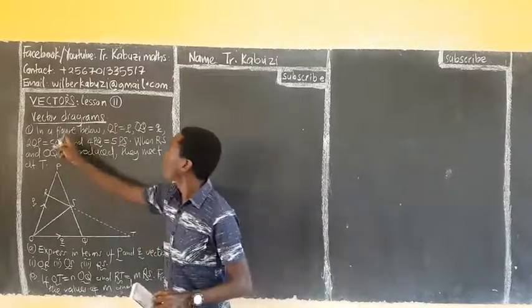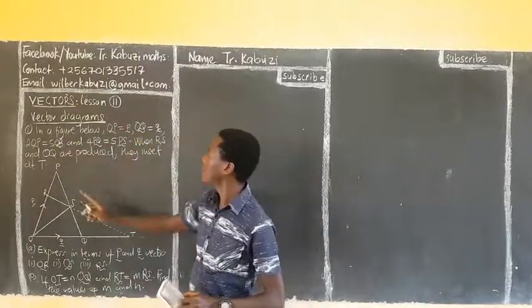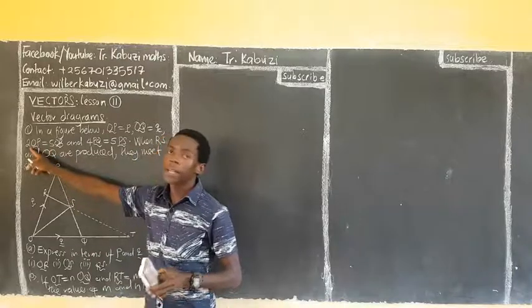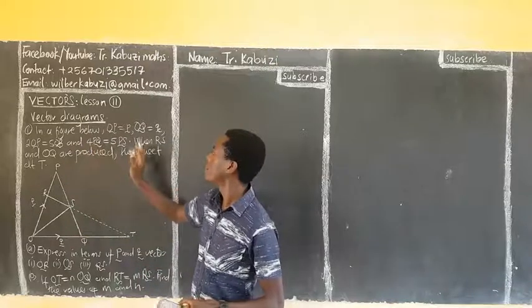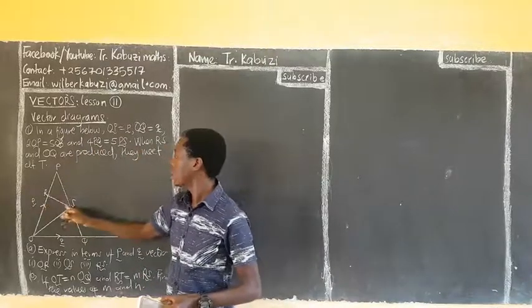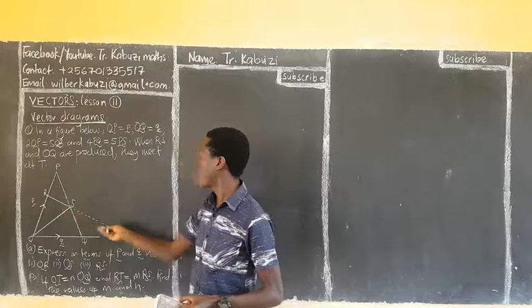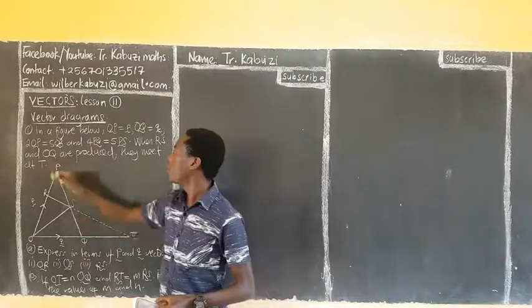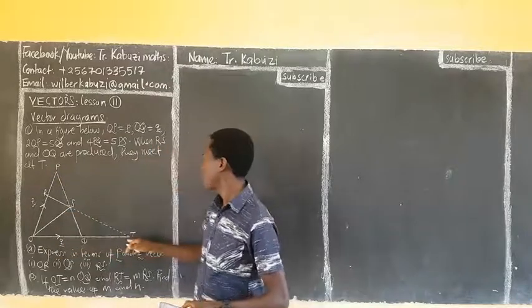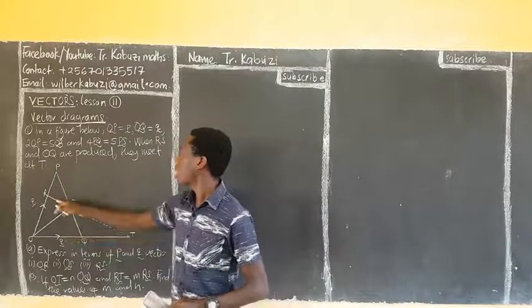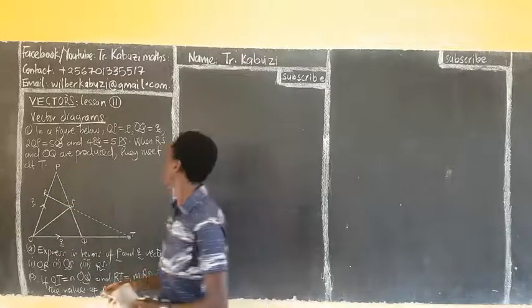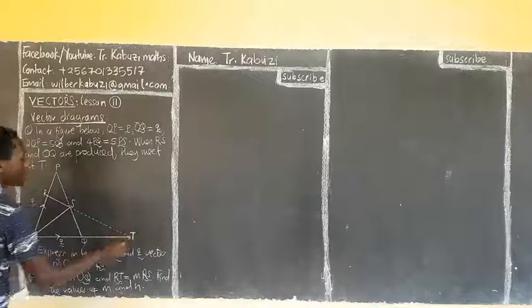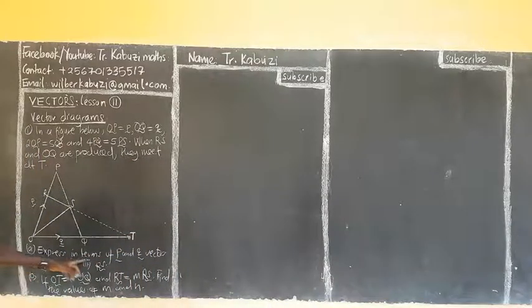Okay, in the figure below, OP is this, OQ is that. Now they are mixing vectors and figures here, so you need to know what to do. Here also they are mixing, OP is that. When RS is produced, it means from where it stops, you draw a continuous line. And OQ produced ends at Q. So this RS and OQ produced meet at this point T. As you see, they meet at T. Then express in terms of P and Q the vectors OR, OS, and RS.